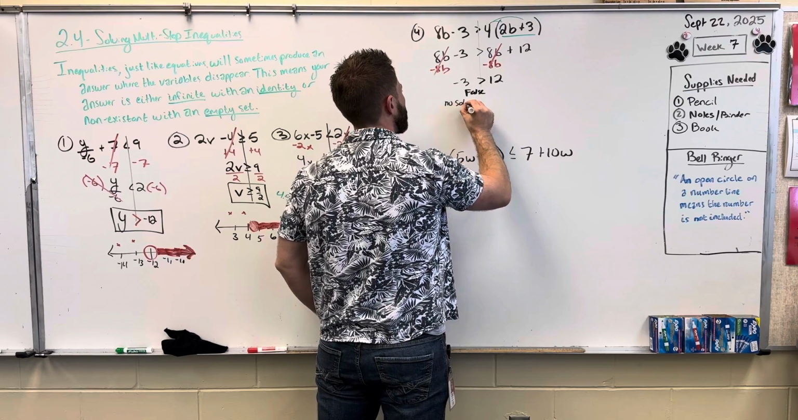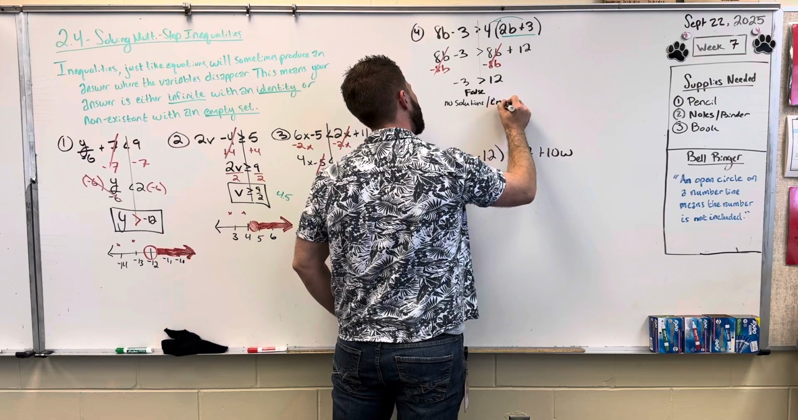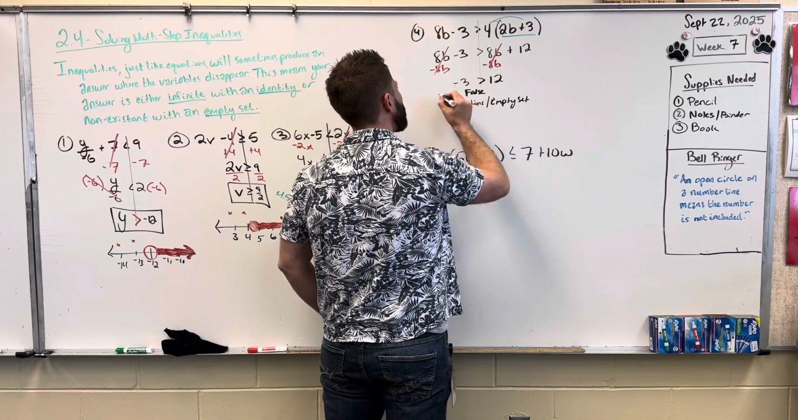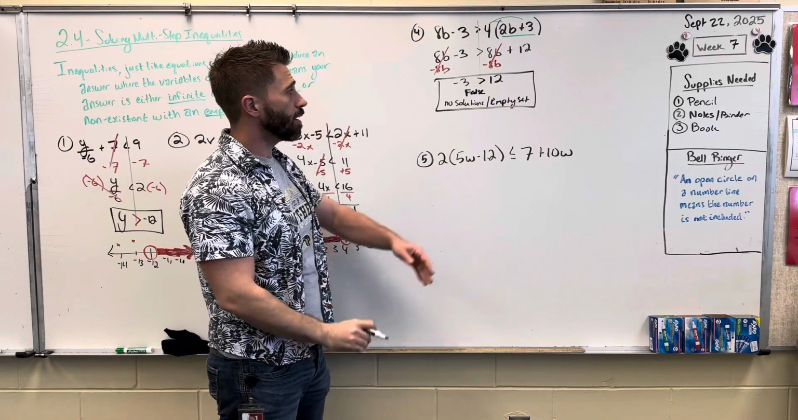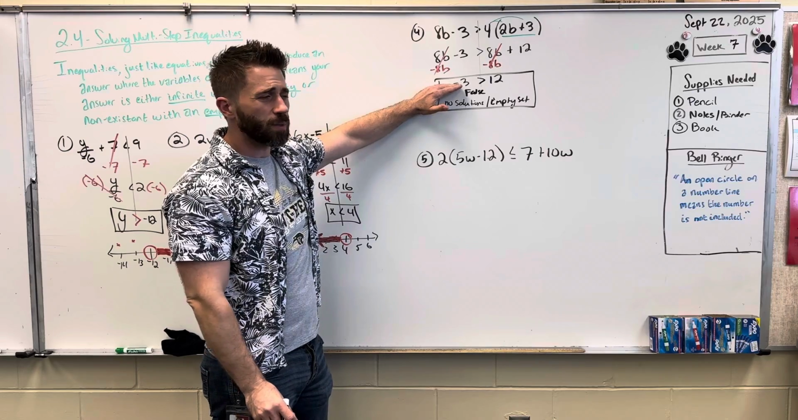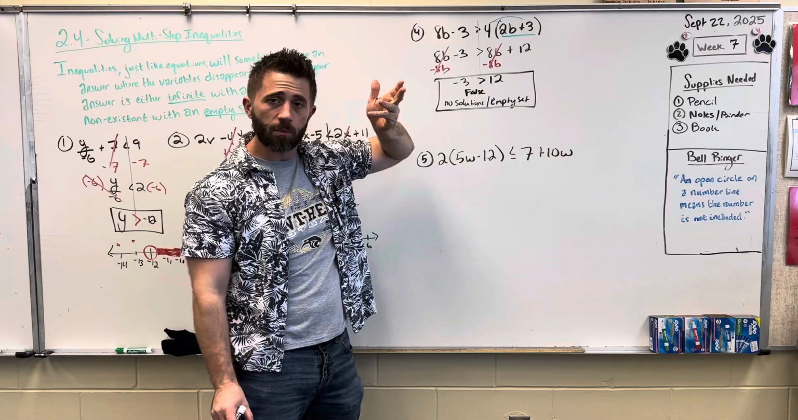I can't spell English today, I'm sorry. No solutions, or I can just say this is an empty set. I don't care which one of those you put, but basically what you've done is you've solved the inequality and said, hey, negative 3 is larger than 12. That's not true. So therefore, nothing that I plug in for my value of b will make it true.